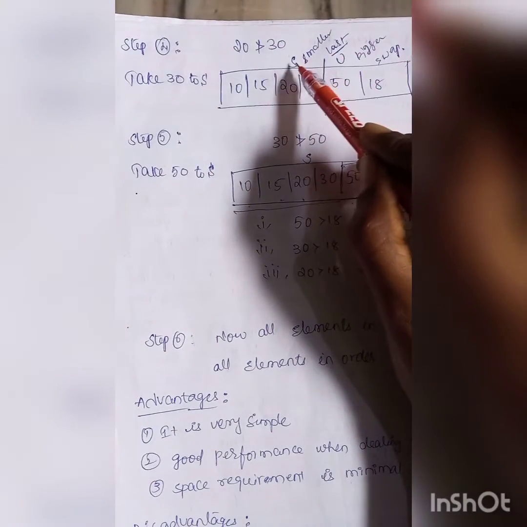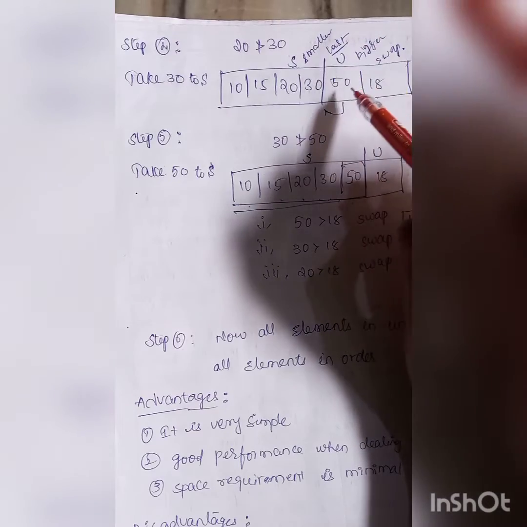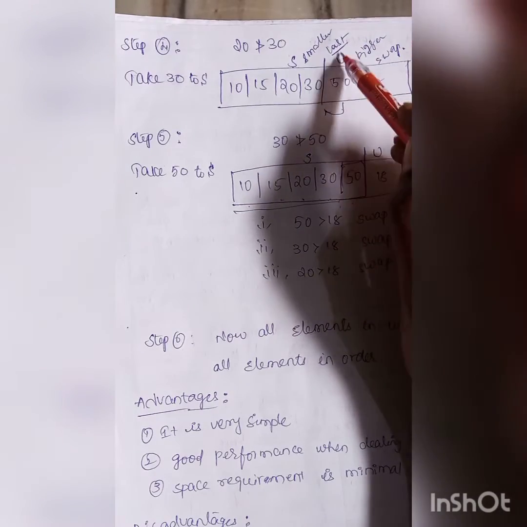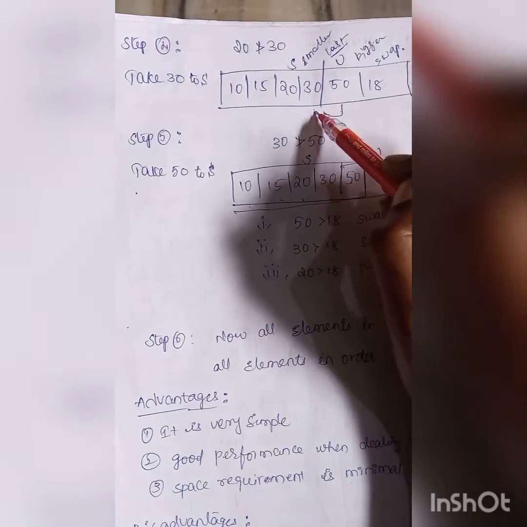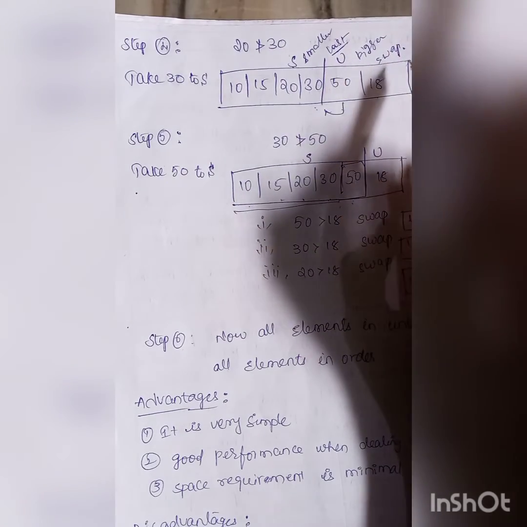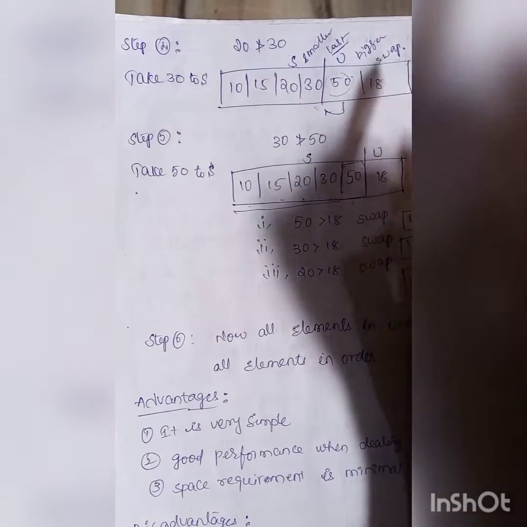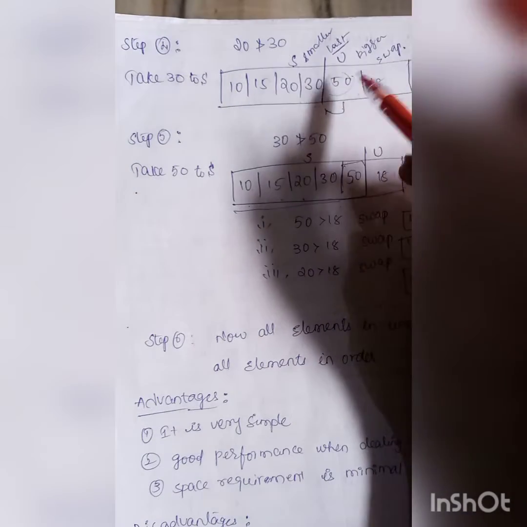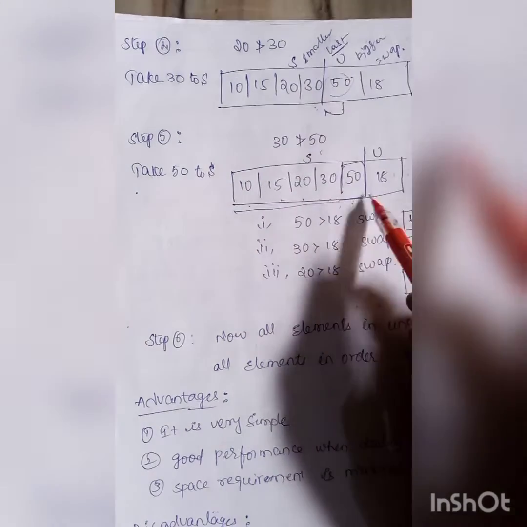If the sorted list contains smaller elements, the new element must be added to the last of the sorted list. If the sorted list contains bigger elements than the new element, then you must swap with the elements for which you are satisfying the condition.